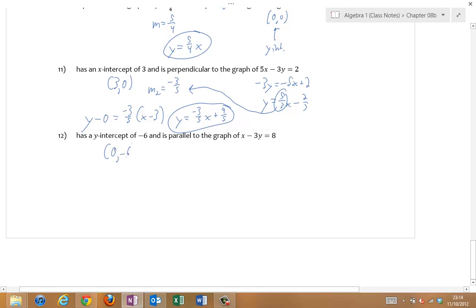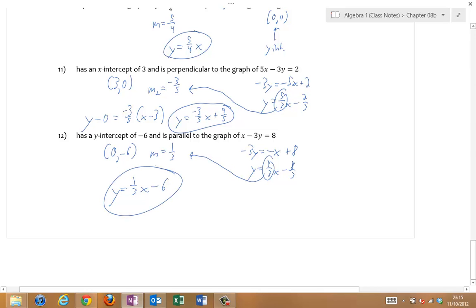Ooh, that's always good. We can go straight into slope-intercept form. It's parallel to a graph that I need to solve for y. Again, okay, negative 3y is equal to negative x plus 8. Divide by negative 3, and I have 1/3 x minus 8/3. Well, what I care about is its slope, but I'm going to keep it because it's parallel and not perpendicular. Now we're going to form this into a nice little line. But I can pull this straight into slope-intercept form because I have the y-intercept, minus 6. Done.